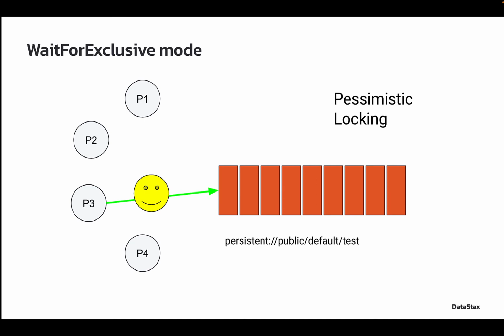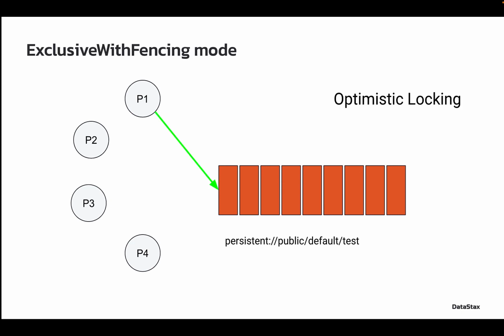In exclusive mode and in WaitForExclusive mode, the producer should release the lock as soon as possible in order to allow other producers to write. There is a fourth mode available in Pulsar 2.11, ExclusiveWithFencing mode. In this mode, only one producer can write to a topic at a time, but when a new producer comes, the previous producer is disconnected.